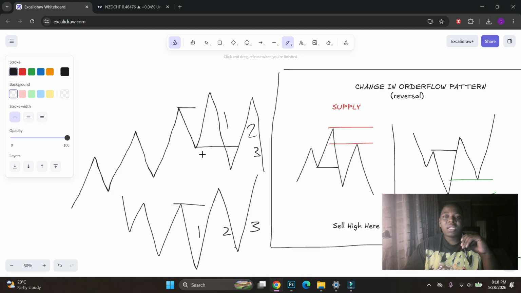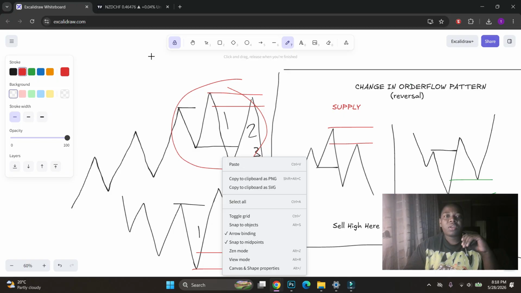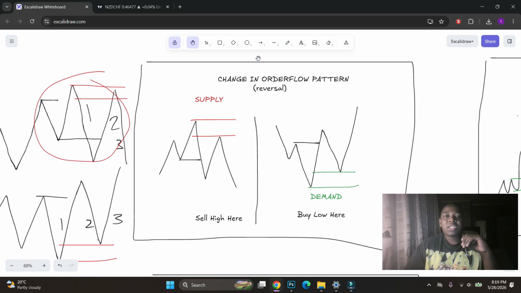And how do we trade the change in order flow? When price breaks the high or when price breaks the low, we target a supply. In case of a sell, we target a supply. And in terms of a buy, we target a demand. Just like that. Change in order flow pattern. You sell high here, you buy low here. Easy as that. That's the change in order flow pattern.